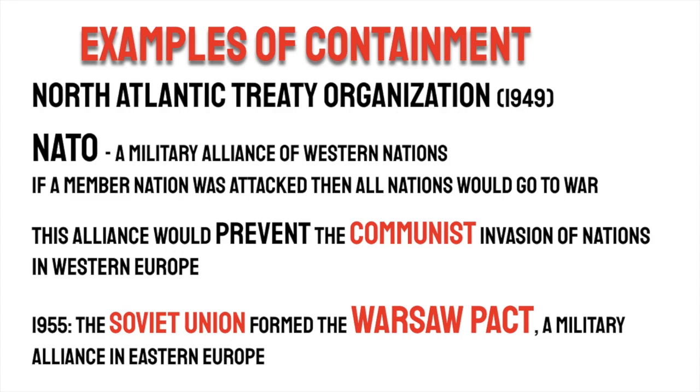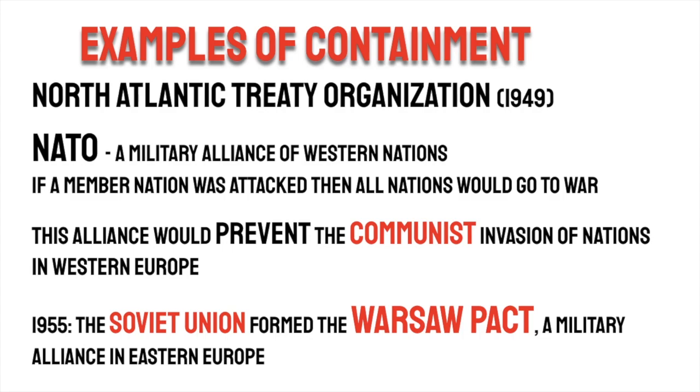So, some more examples of containment. Again, how do we keep communism where it is? Well, the United States is going to work to create what's called the North Atlantic Treaty Organization, or NATO, in 1949. It's a military alliance of Western nations, mostly in Western Europe and in the Western Hemisphere, that are going to join together for mutual protection. If one member of NATO is attacked, then all the nations of NATO would go to war, very much like we talked about the alliances in pre-World War I years.